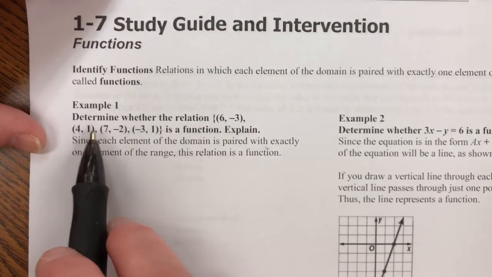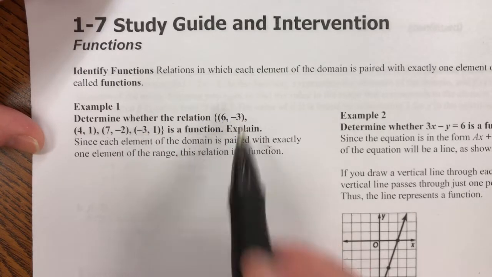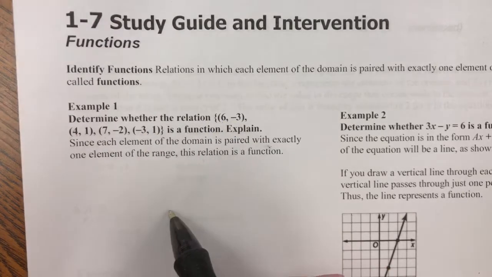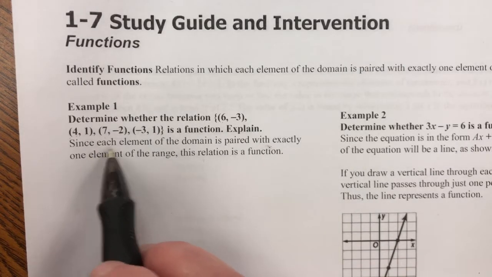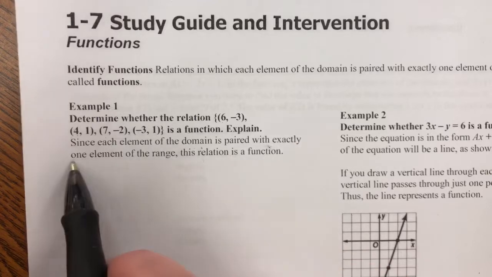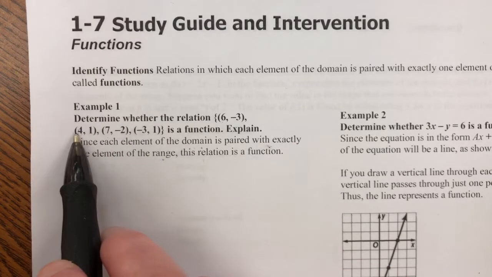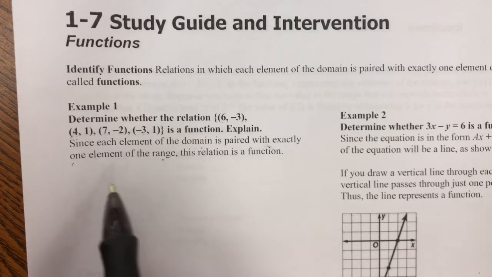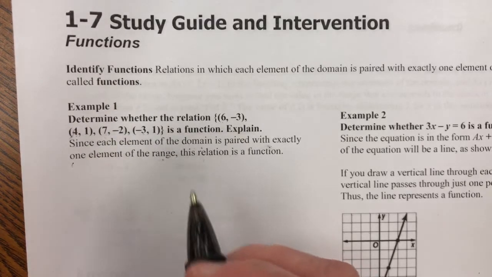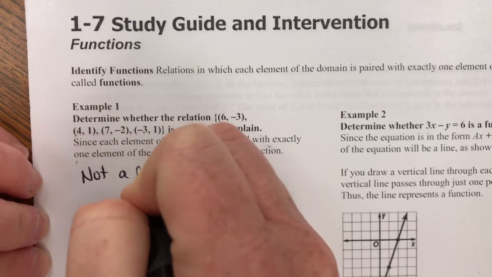So if you had 4, 1, 7, negative 2, negative 3, 1, and 6, negative 3, is it a function? Explain. And then they go ahead and do that for you. Since each element of the domain, since each x value is paired with one element of the range, this relation is a function. Each x has its own y. There's no double x's, right? What would not be a function?